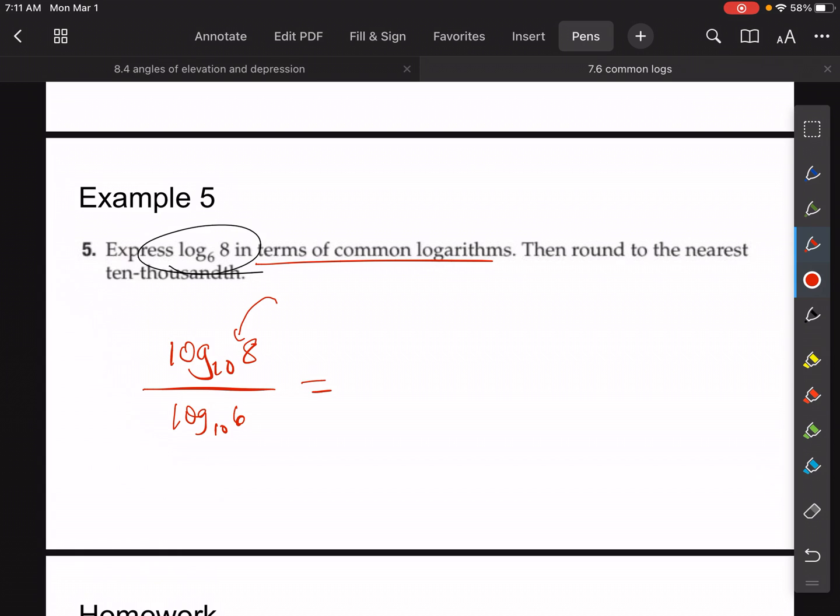And we don't have to write those base 10s in. We just assume that they're 10 when they're not there. So the other way you could write this is log 8 over log 6, which is equal to, in this particular case, 1.1606 approximately.